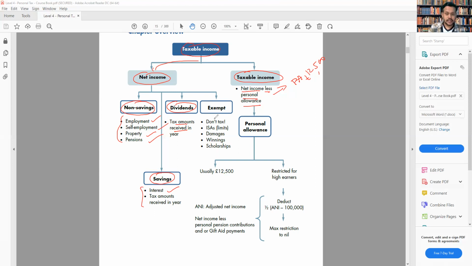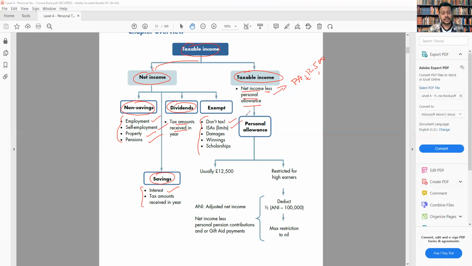Then you have the exempted one. So this sort of income is exempted. For example, don't tax any amount that is not allowed to have the tax. Now, we are only talking about the UK, so we are not talking about any other country. So of course, we only see the rules that belong to the UK.